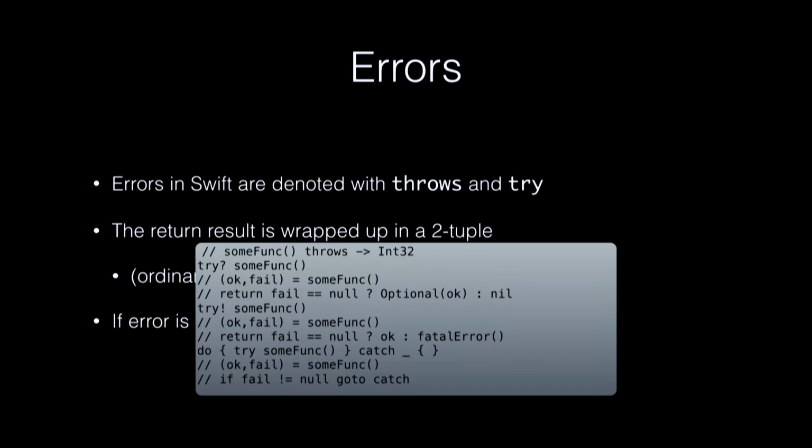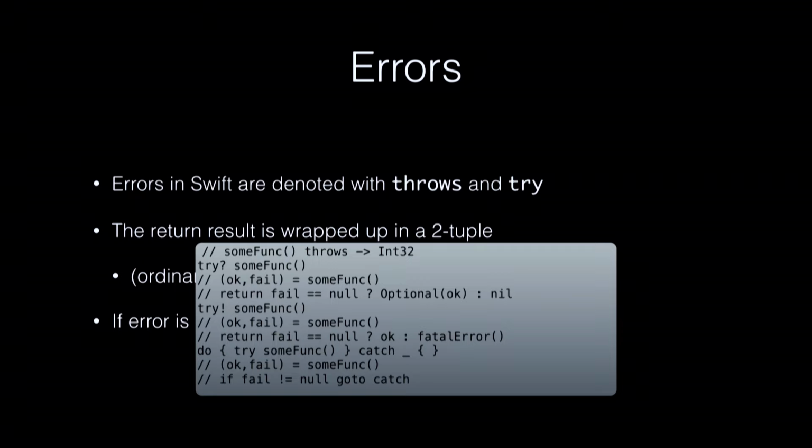So the way that you get the tuple back is that you get the ordinary result and then a pointer to an error code. And if the error code is non-null, that means an error has occurred. And if you've got something like a try exclamation mark, it will check to make sure that's null, and if it's not, it'll go to an undefined function. So here, when we've got some function that returns a 32-bit integer, but it throws an exception if something happens, if you do try question mark with some function, then it will do a tuple assignment, effectively, of OK, fail equals some func, and then it will return, if fail is empty, the optional value of the return result, otherwise it will return nil. And that's essentially what the compiled code is generating under the covers.